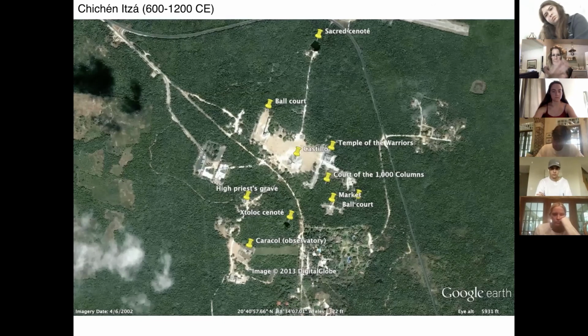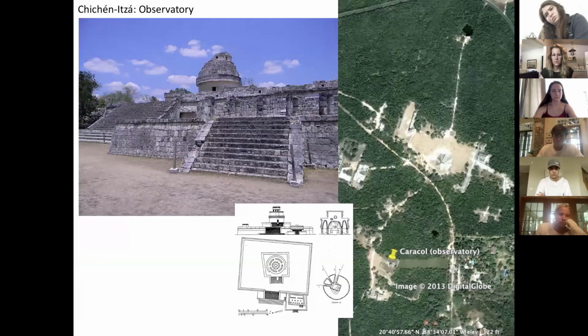This gives you an idea sort of where things are and how they're laid out. This is the primary pyramid, the Temple of the Warriors is over here, and the ball court falls over here. There's also an observatory, going back to our little astronomer in those Mayan glyphs. This is one of the most well-preserved observatories of the Mayan city-states.